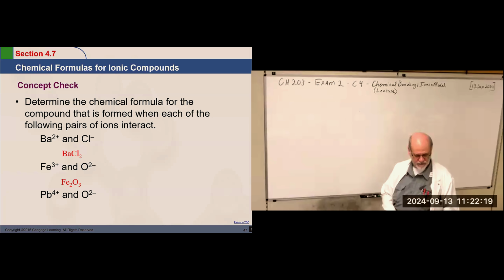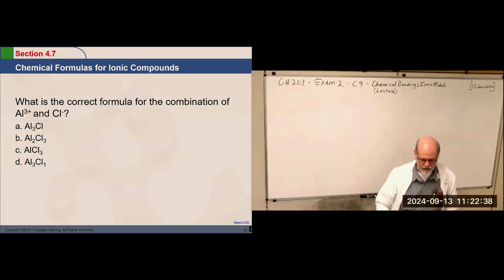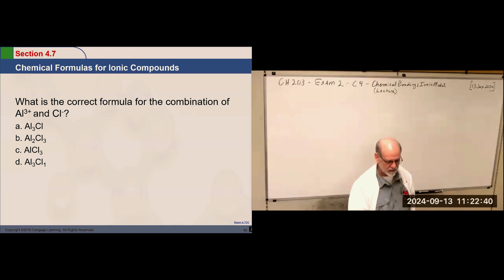The next one should be fairly easy. Lead 4+ and oxygen 2-. We need 2 oxygens. And you're balanced. It's all about balancing the charge with ionic compounds. Okay, the correct formula for aluminum chloride. We need 3 chlorines to balance that 1 aluminum. So there you go, AlCl3.